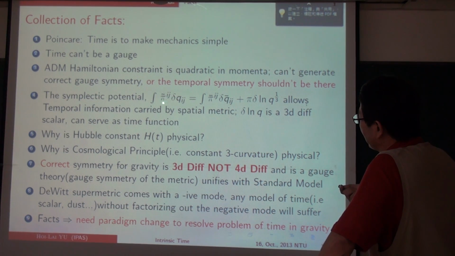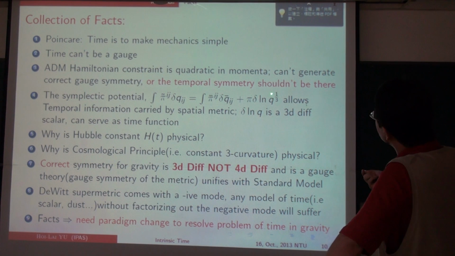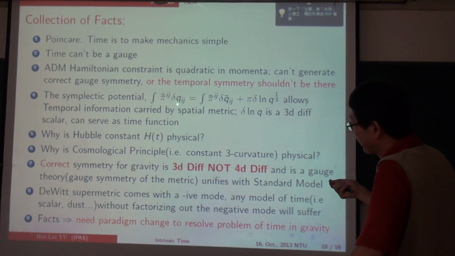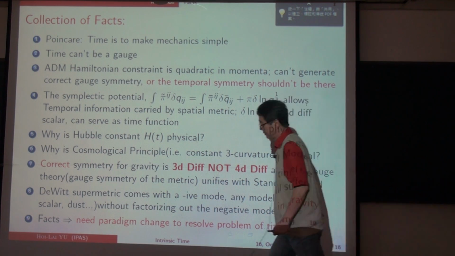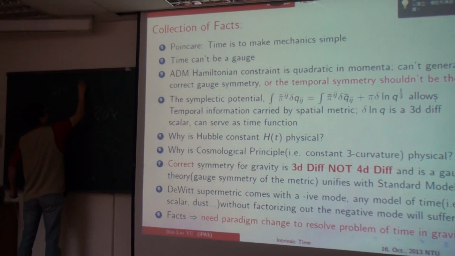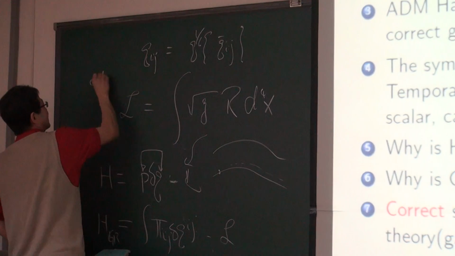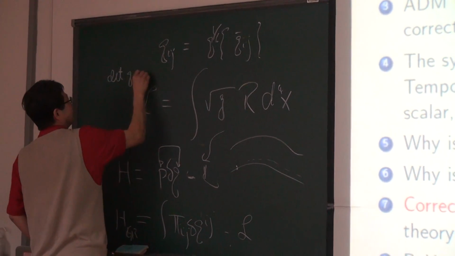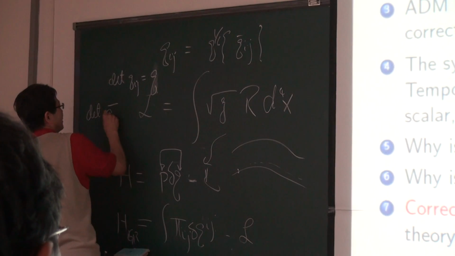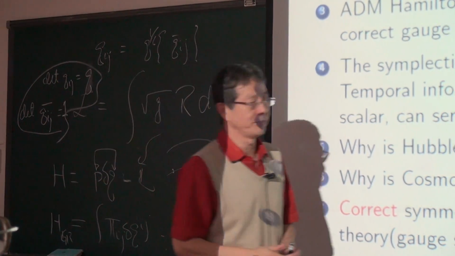Trace means that Qij contract with bar triple. This is the trace, and then this is log Q. Q is the determinant of Qij. That means Qij can always be decomposed, forget what 1/6 is, into Q bar. Okay. So determinant of Qij is equal to Q, and then determinant of Q bar ij is equal to 1. This is what this decomposition means.